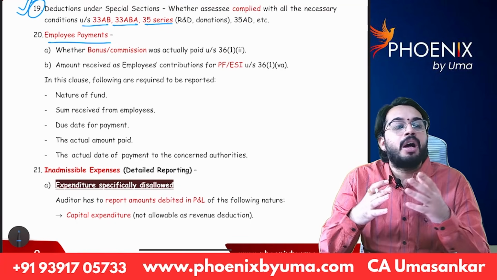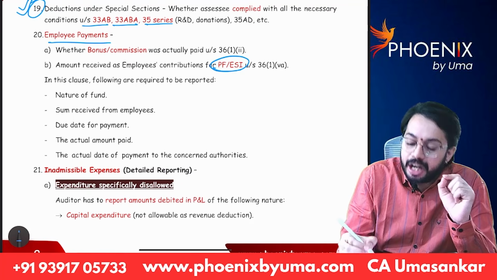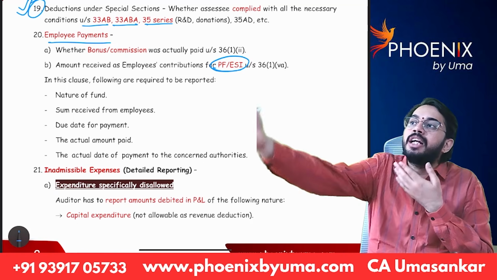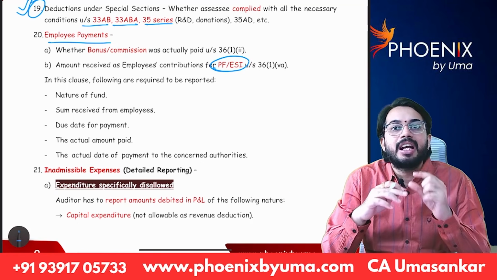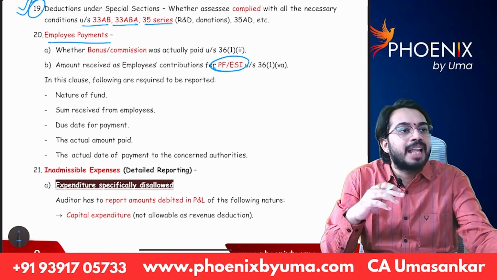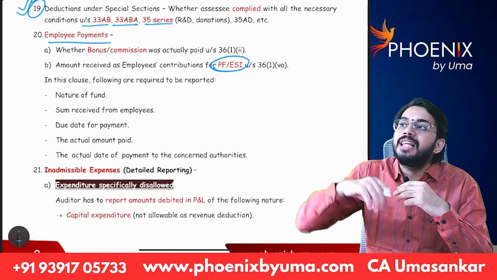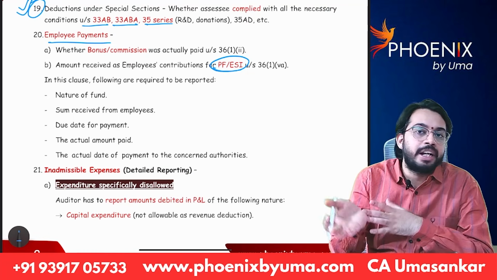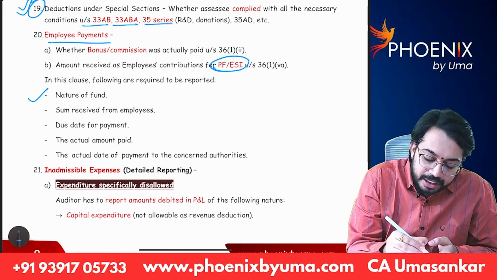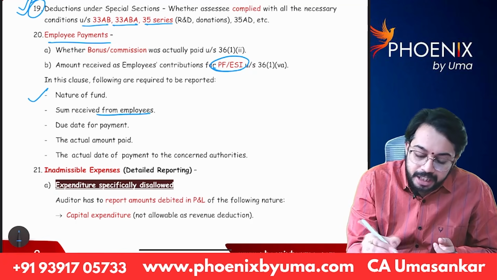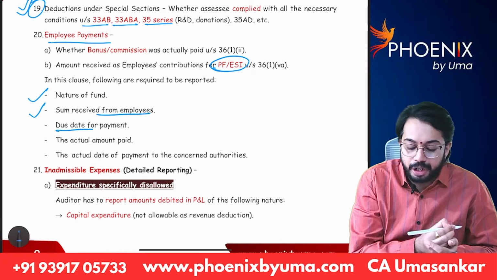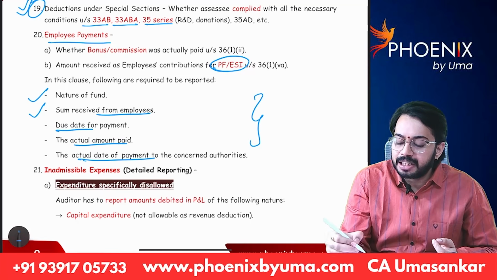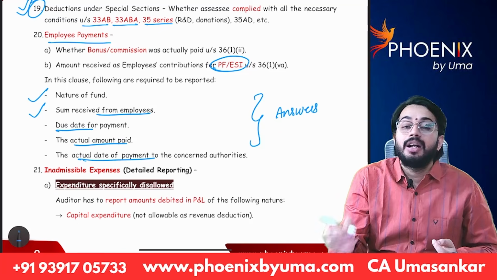Employee contributions like EPF, employee provident fund, and employee ESI: that amount is collected from the employee and deposited to government by the employer. So when it comes to provident fund, what is the amount collected from employees? What is the amount deposited to the EPF account? Whether the amount is deposited before the due date or not? What is the nature of the fund? How much amount is taken from employees? What is the due date? What is the actual amount paid, and what is the actual date of payment? All these answers are to be given by the tax auditor.